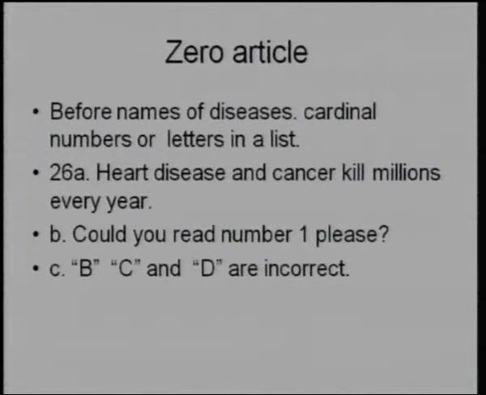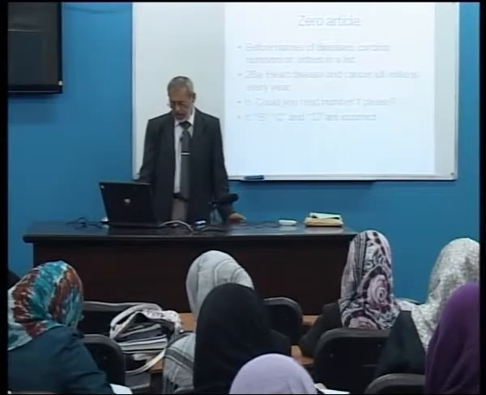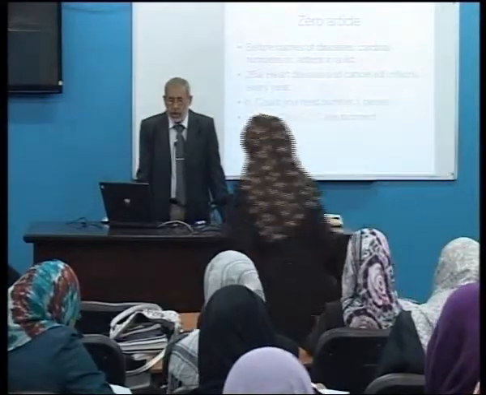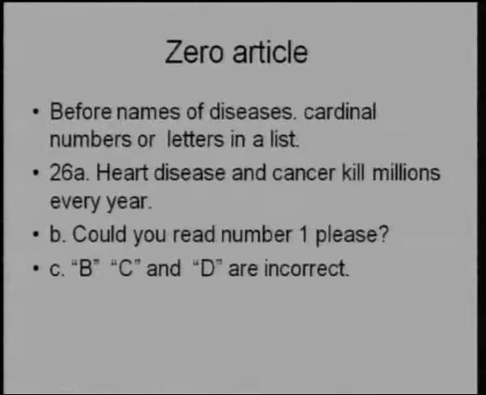Could you read number 1, please? Okay, it's zero. Heart disease and cancer kill millions every year. Heart disease, cancer, diabetes, hypertension, ulcer, constipation, etc. These diseases, the names of diseases, don't have any article. They are zero. Okay?